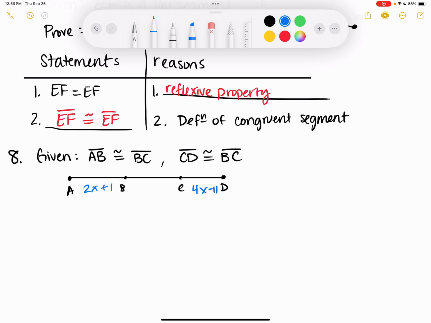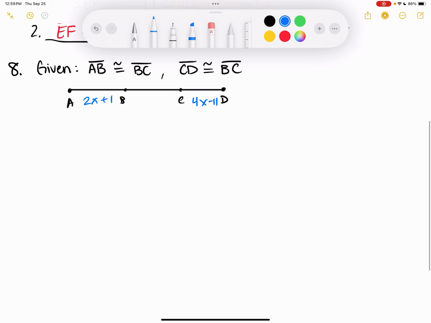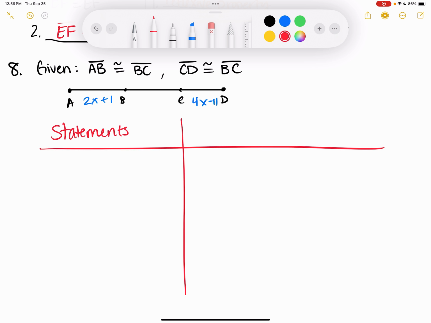So I'm going to set up my proof. My statements are going on this side, and my reasons are going over here. All right, so the first thing we always write down are our givens. If you want to write them on two separate lines, that's fine. If you want to write them on one line, that's also fine. I like to save as much room on my paper as possible, so I'm going to write them on one line and just put a comma between the two things, basically like it was given to me up top.